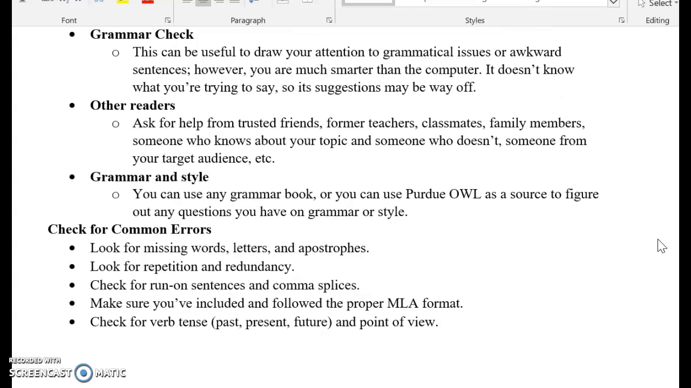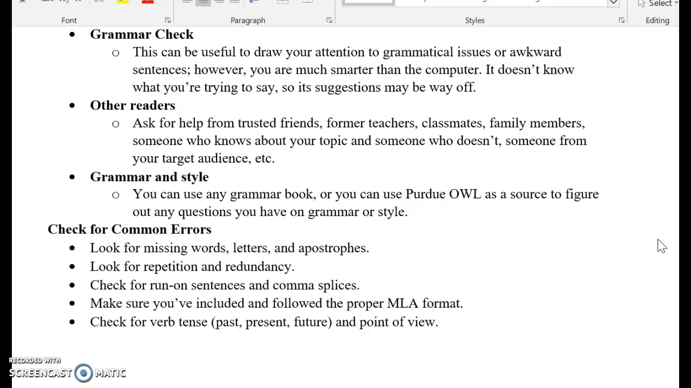You can check for common errors, or you should be checking for common errors. I should restate that. Look for missing words, letters, apostrophes. Look for repetition and redundancy throughout your essay, because of course there are going to be spots where we're going to be repetitive, for example, the conclusion, but we want to make sure that we're not too repetitive in other areas where we shouldn't. Check for run-on sentences and comma splices as well. Make sure you've included and followed the proper MLA format, and if you need help with that, you've got the guides that we have for that as well.